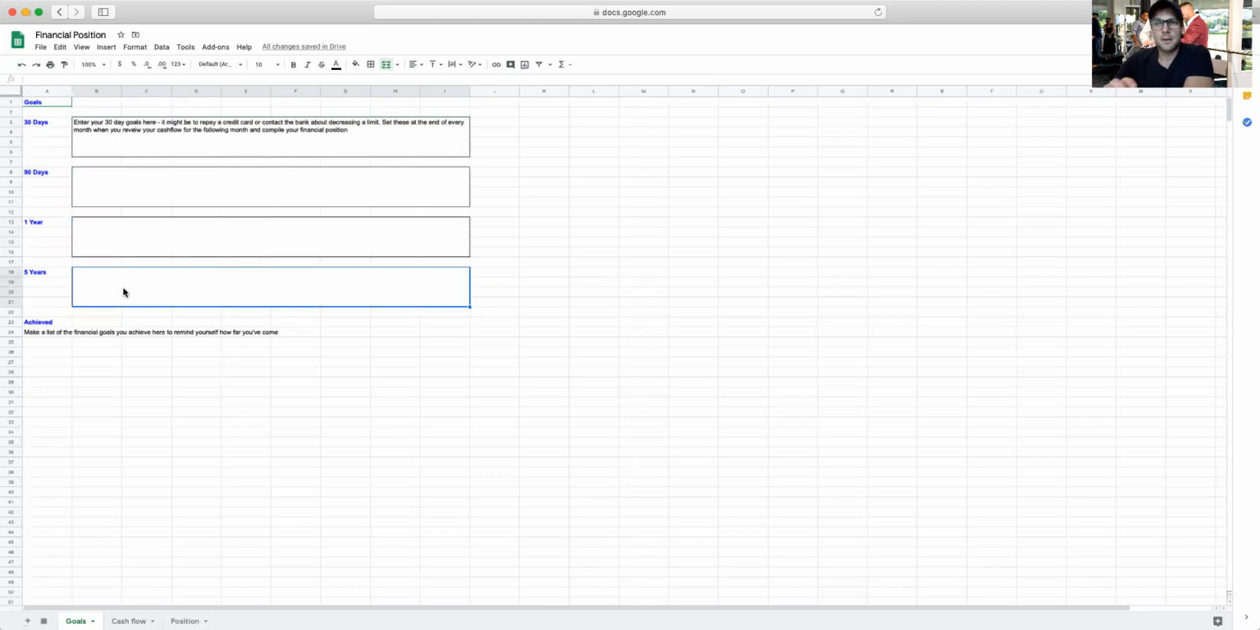5 years, think big with this sort of stuff. This is about what do you really want to achieve in the longer term in terms of finances. So it might be a new home. It might be a second home. It might just be that you're debt free. It might be financial freedom. Whatever it is that you want to come up with, be brave and write it down.